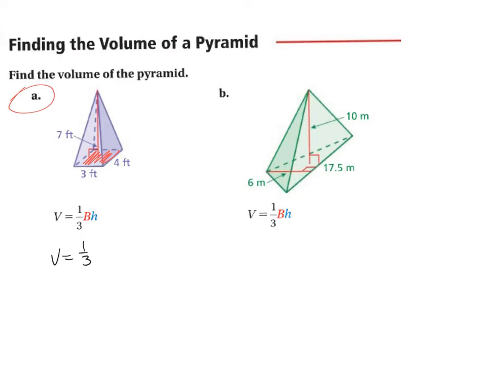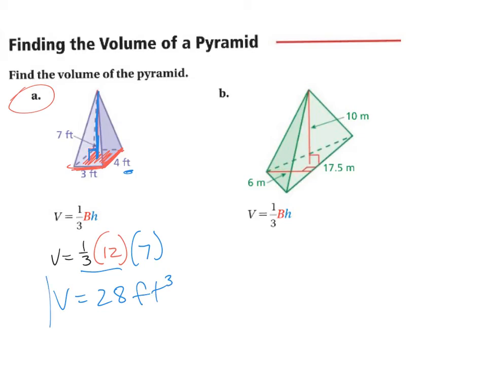Okay, so we have a rectangular base, length times width, which is 4 times 3, which is 12. So big B, the base, is 12. Ooh, we could even use colors. And height is this altitude dropped down from the top of the pyramid to the base, and a right angle is formed, and it is 7. So 1/3 of 12 is 4. 4 times 7 is 28. So volume equals 28 feet cubed. Boom. Check. Done. We're correct.